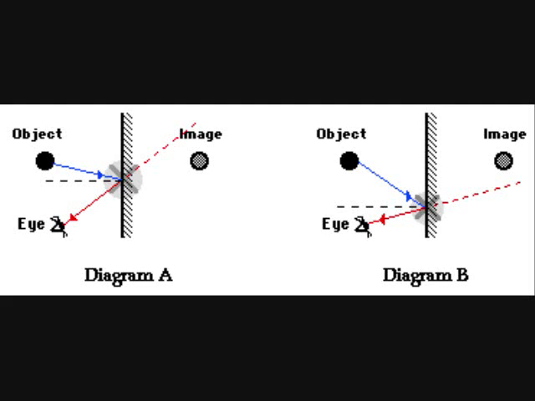In diagram B, the eye is sighting along a line at a position below the actual image location. In this case, for light from the object to reflect off the mirror and travel to the eye, the light would have to reflect in such a way that the angle of incidence is more than the angle of reflection.